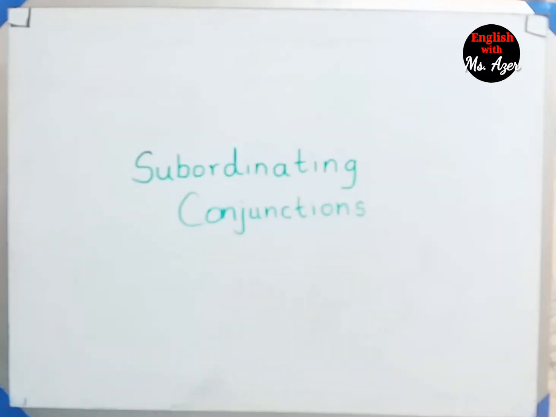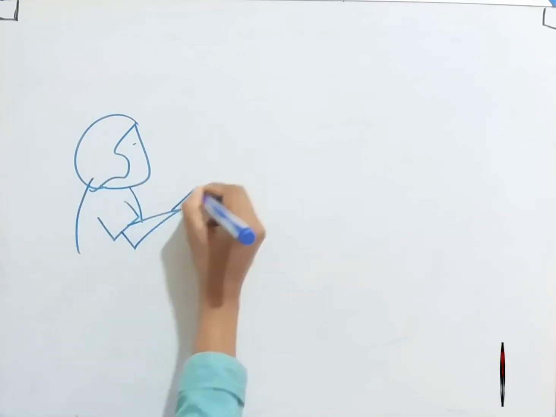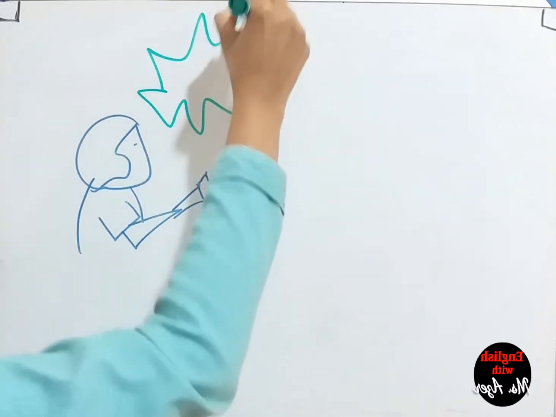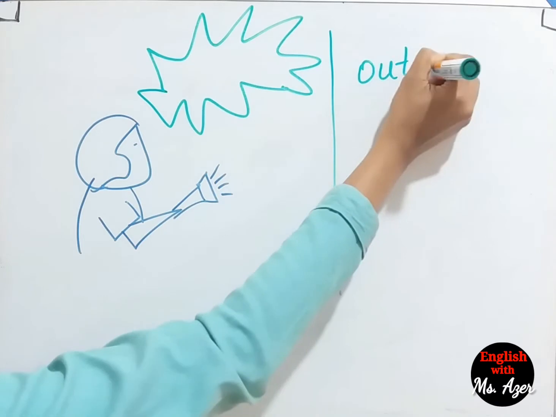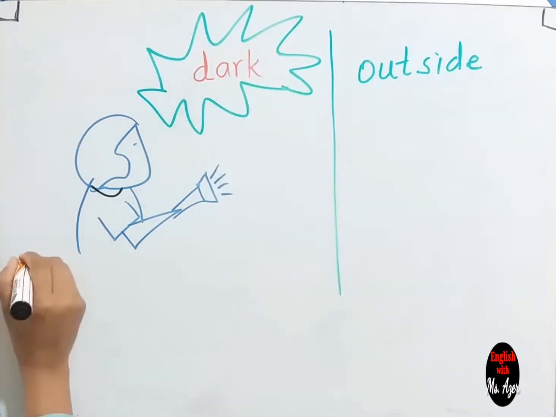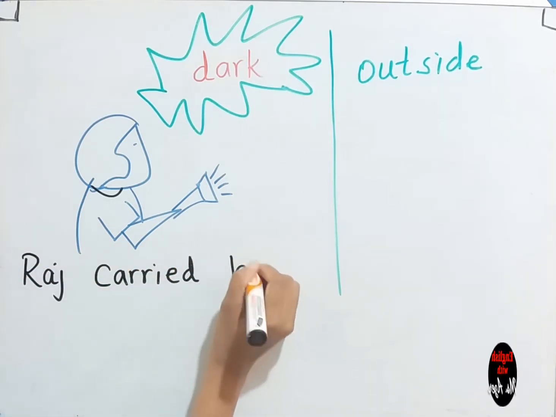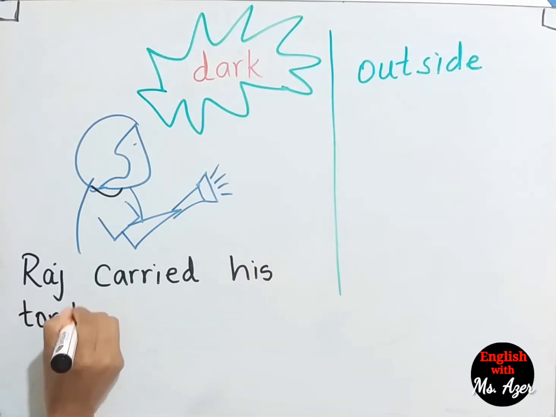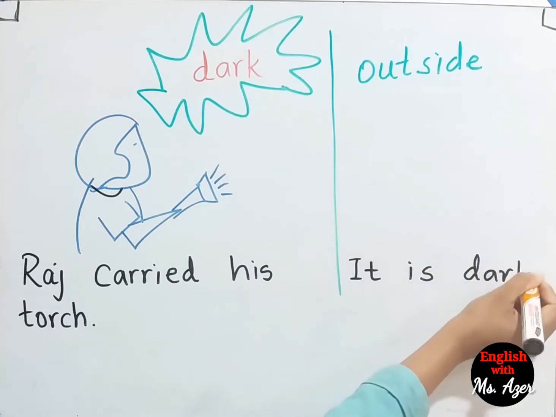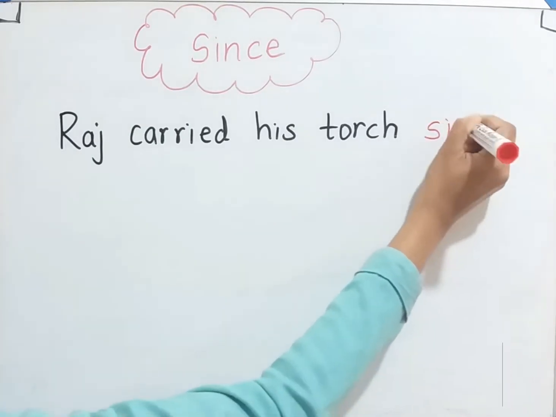To start the lesson, let's look at an example. This is Raj. He carried his torch. It is dark outside. Why did he carry his torch? Because it's dark outside. Raj carried his torch is a meaningful complete sentence. It is dark outside is another meaningful complete sentence. To explain this situation, why Raj carried a torch, we can use a subordinating conjunction.